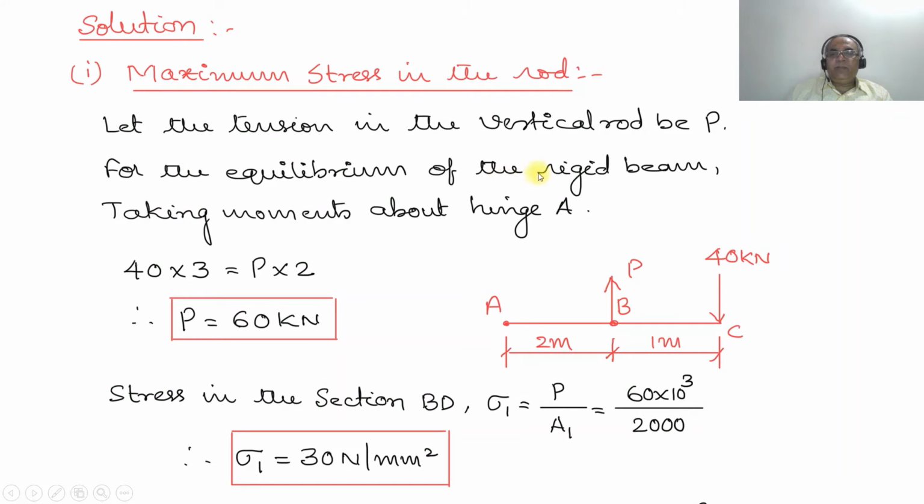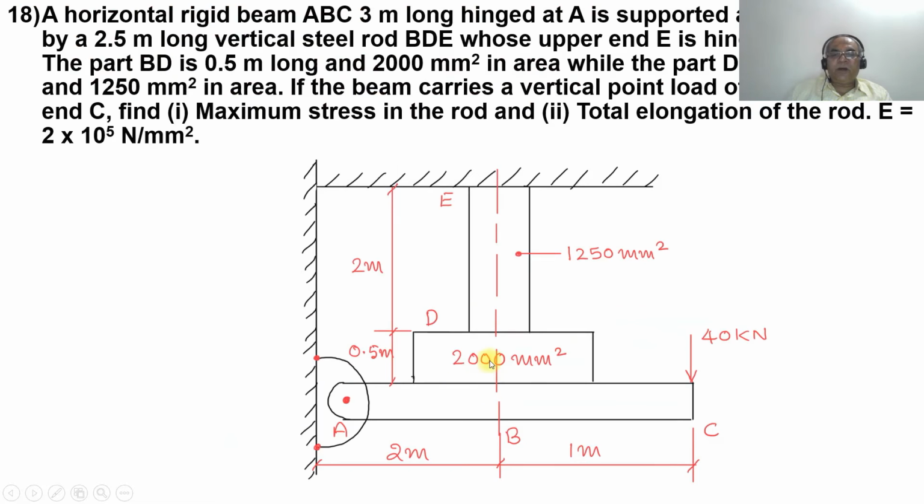So from the equilibrium of the rigid beam, taking the moments about the hinge at A, what happens? The sum of the clockwise moment will be equal to the anti-clockwise moment. So 40 into 3 will be equal to P into 2. Therefore, P will be equal to 60 kilonewton. So stress in the section BD.